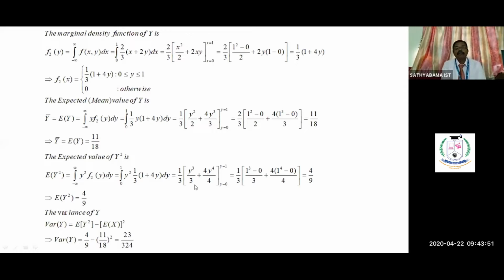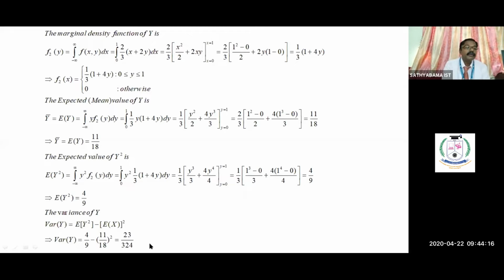Either you can write in fraction or you can write in decimal. It is of your choice. The last but one line, variance of y. By definition, variance of y is E of y square minus E of x whole square. So substituting the value, E of y square minus E of x square, we get the value of variance of y, the last line.